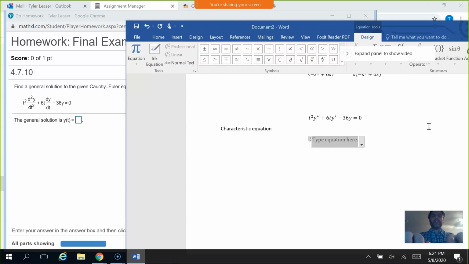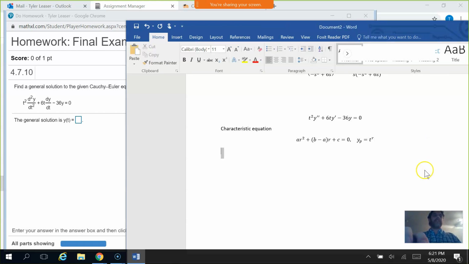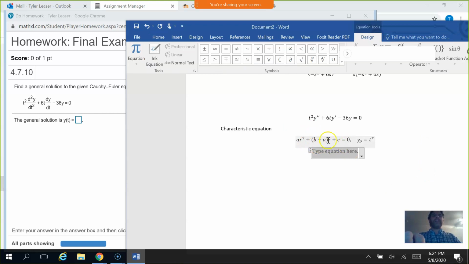The characteristic equation is ar squared plus (b minus a)r plus c is equal to 0. And remember, the whole point of trying this is because we are trying solutions in the form t to the r. All right, so just plugging in our constants into the characteristic equation, we have a, which is a constant of 1, so just r squared, plus b minus a, which is 6 minus 1, so 5r, and then minus 36 is equal to 0.